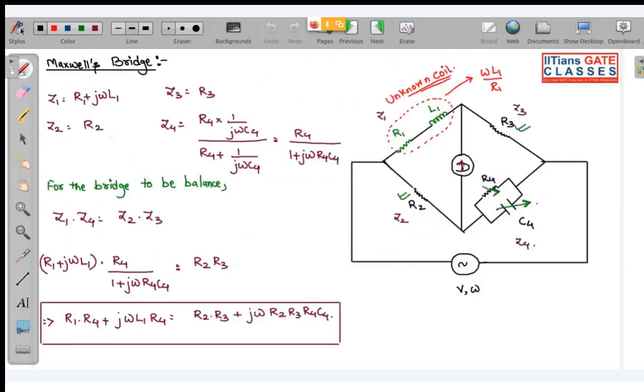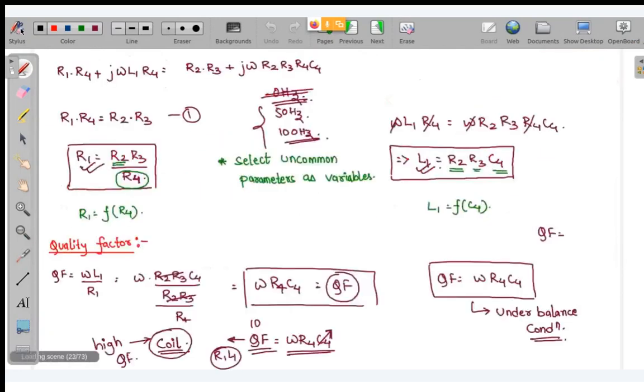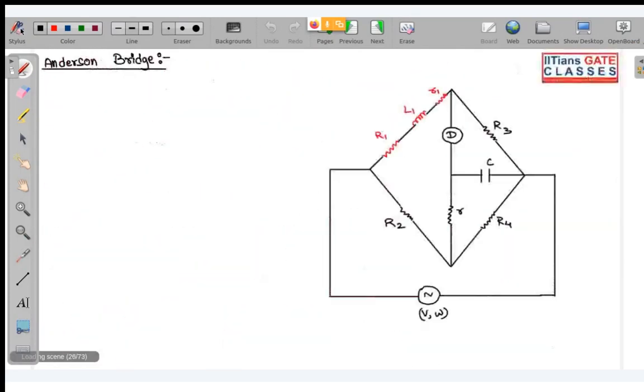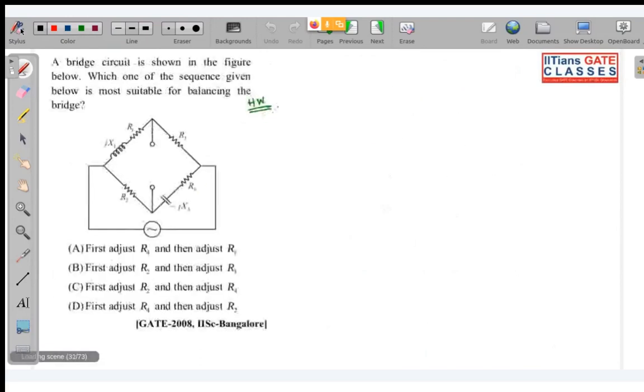So in the last class, we were seeing about Maxwell's bridge. Then we had completed Hayes bridge. And now we have to see what? We have to see your Anderson bridge. After that, we have few questions.